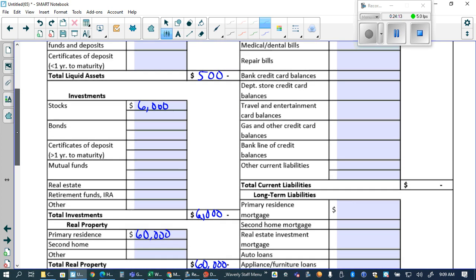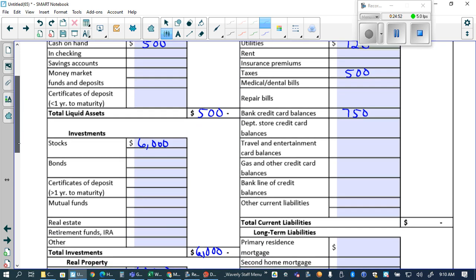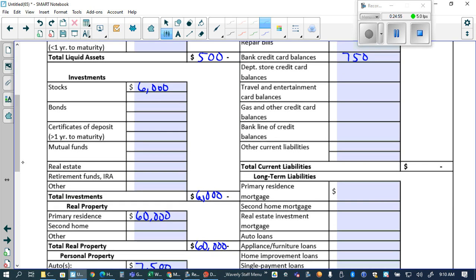Let's go over to the liability side. Current liabilities: utilities, 120, and their tax bill due was 500. And then bank credit card balances, which is where, oh, here. So here's an issue, right? If this 750 got moved from liability to assets, aren't you really doubling the error? See what I mean? So now we can subtotal the current liabilities. It should come to 1,370.